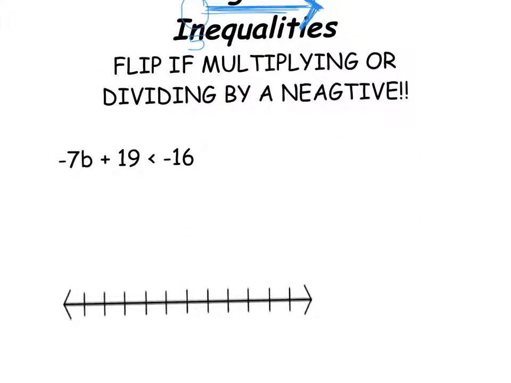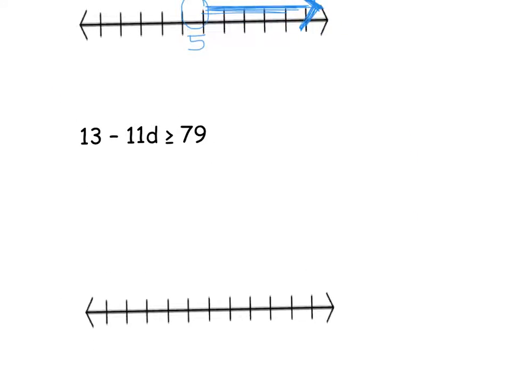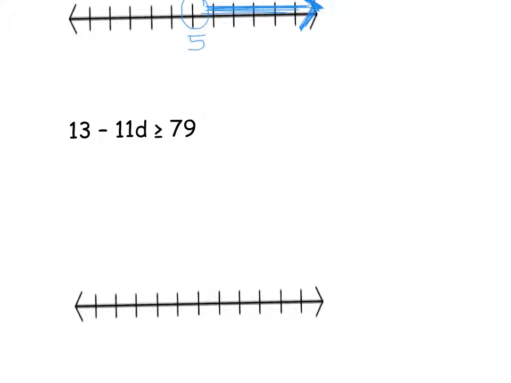In our next example, we have 13 minus 11d is greater than or equal to negative 79. So if you wanted to rewrite this, you could. You don't have to. You're going to see that we have a negative 11 in front of the d, so that means we are going to have to flip the direction of the inequality, so greater than or equal to becomes less than or equal to, and now we're going to solve.